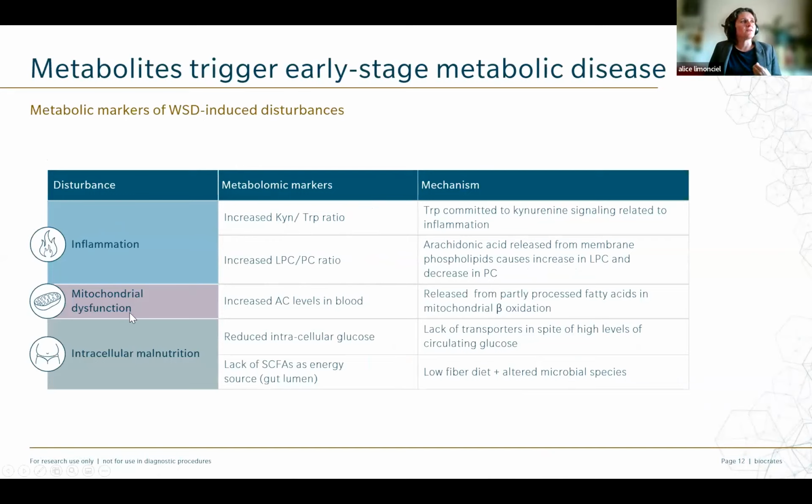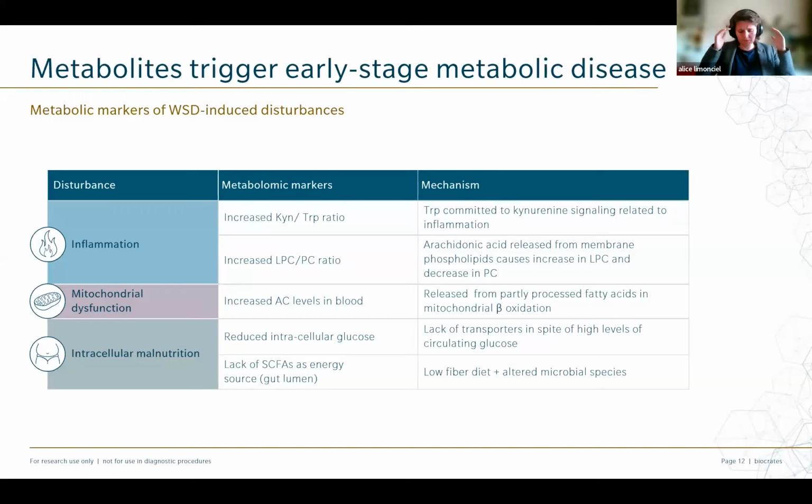For mitochondrial dysfunction, very often we see in blood an increase in acylcarnitines. And this is also indicative of mitochondria that cannot perform beta oxidation properly. And for intracellular malnutrition, it's a bit more difficult because we're talking at the cell level. So with metabolomics, especially blood metabolomics, it can be more difficult to see, but there are signs, and there are other methods also that can help you to monitor this.